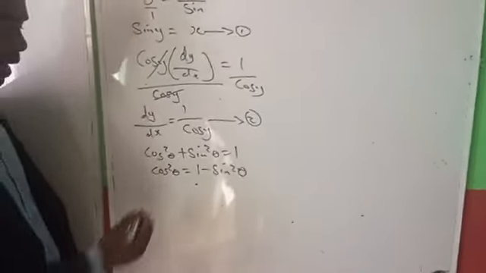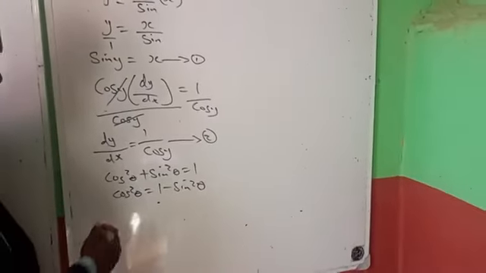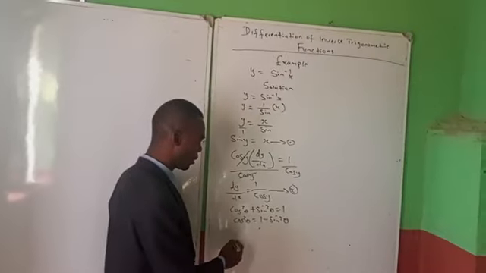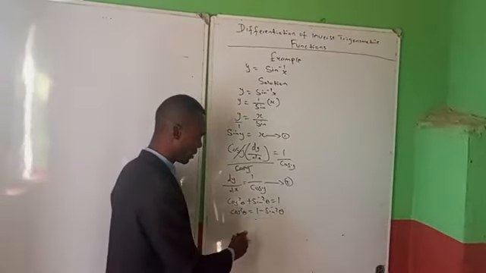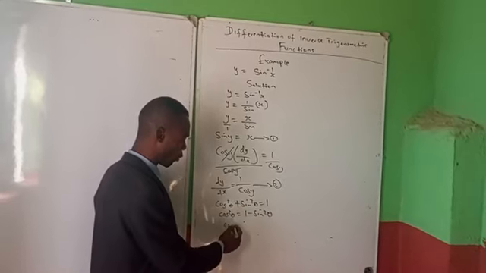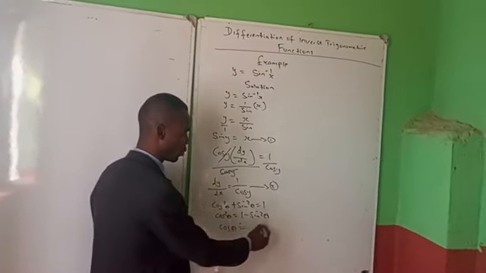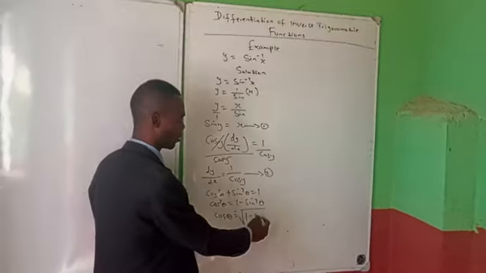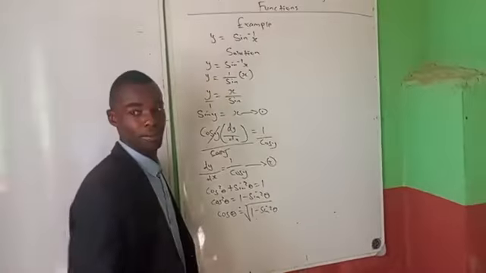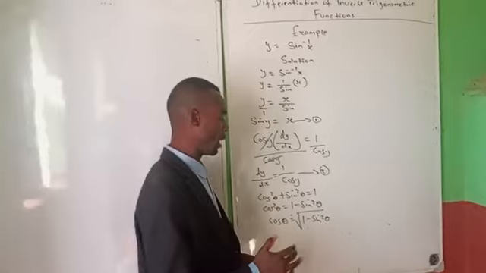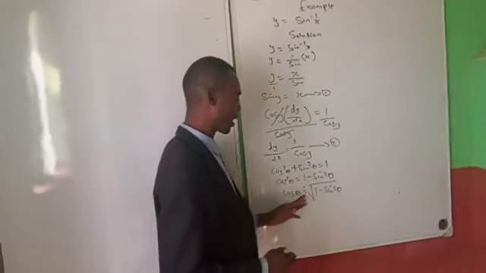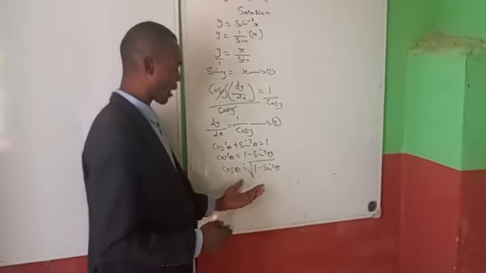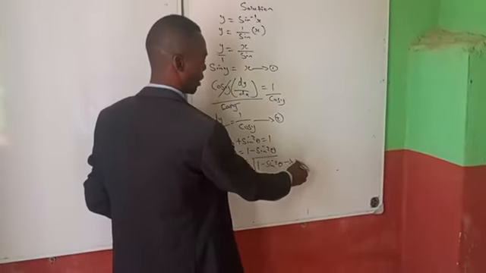Now, then, you take the square root of both sides. Therefore, cos theta is equal to the square root of 1 minus sine square theta. Now, in this, you have cos theta is equal to square root of 1 minus sine square theta. Now, we can call this one equation 3.